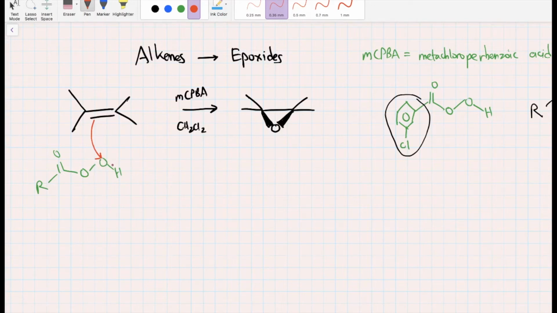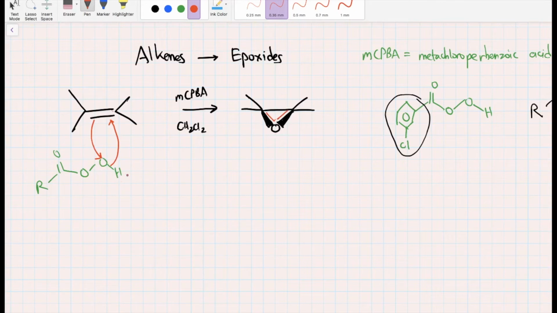Okay, so once that happens, that's going to be getting attacked. Then this bond is going to go ahead and break over here. This bond is going to break and come onto this carbon over here, right here. Okay, hence our epoxide bonds right here. These two arrow pushes are going to make our epoxide bond over here. This bond and this bond.